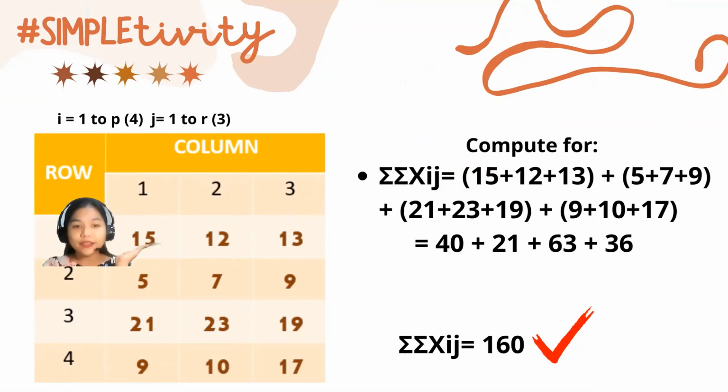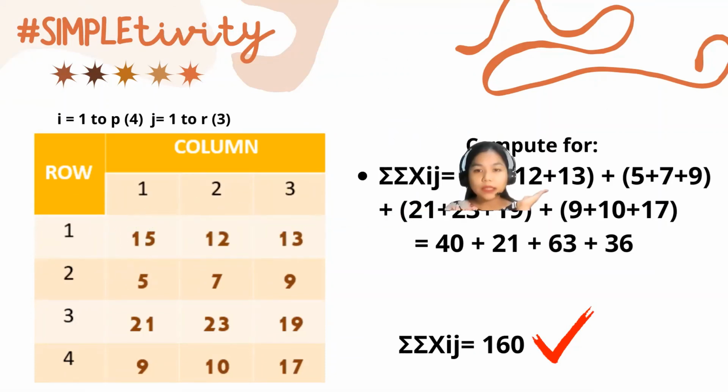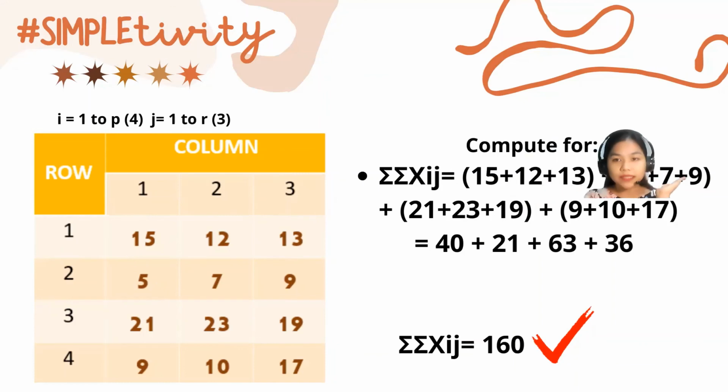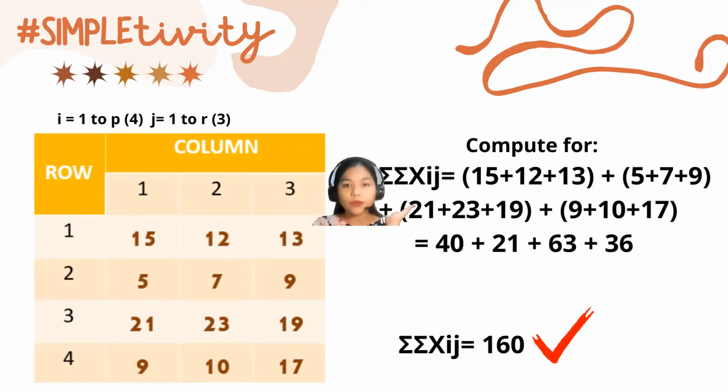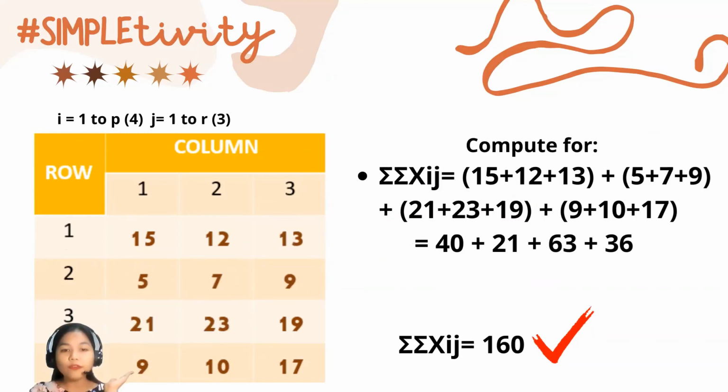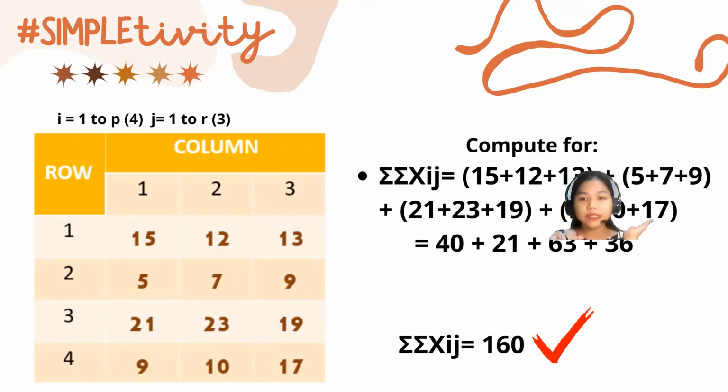So row 1, so 15 plus 12 plus 13, that's row 1. The total, get the total or the summation. Then row 2, 5 plus 7 plus 9, galing po dito. Row 3, 21 plus 23 plus 19. Row 4, 9, 10, and 17, so 9 plus 10 plus 17.